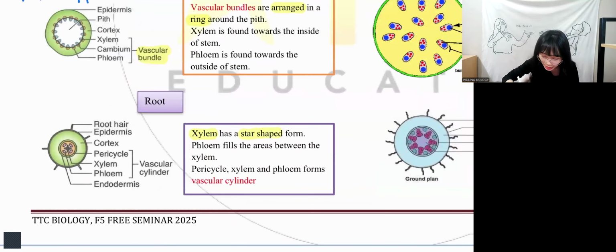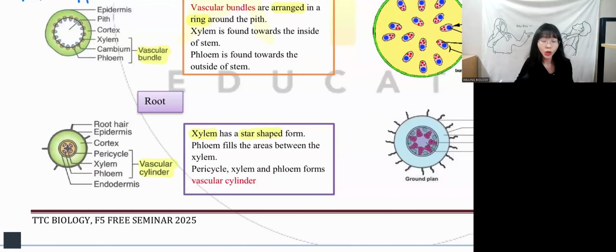The outer layer is a root hair. We learned that more root hair means what? It means more surface area, right? Absorb more water. Very good. And if you notice, the root is no longer called vascular bundle, it is known as vascular cylinder.